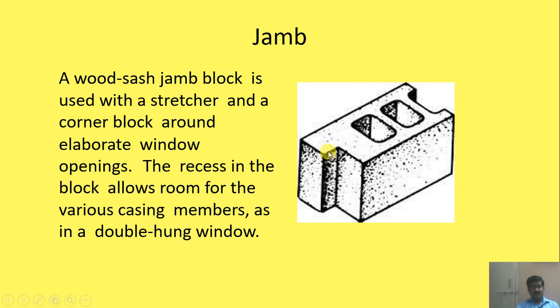Jambs, you can find these particular slots here, right? A wood sash jamb block is used with the stretcher and corner block around elaborate window openings, especially for the frames and so on, where it is necessary. The recess in the block allows room for the various casing members, such as a double hung window, etc. Right.